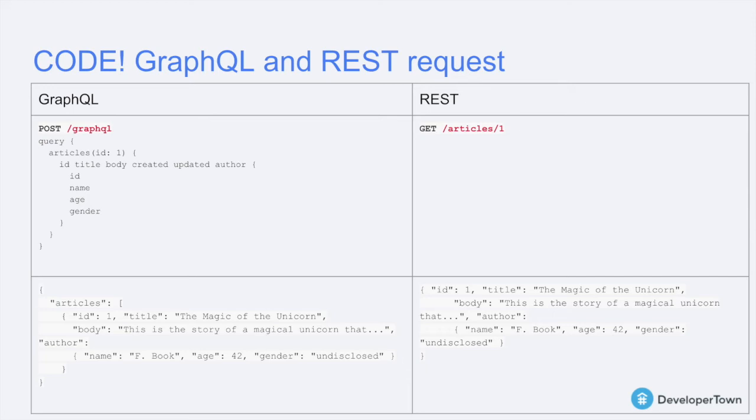And so what we're saying in this query is for every article that comes back, give me these fields. Give me ID, title, body, created, updated at, and author. Now author's a complex type, or it's an object in and of its own right. So for each author, give me ID, name, age, and gender. You can see in the result, what we have here is articles that return an array of one element and returned the fields that we asked for. Very similar response if you look at both.